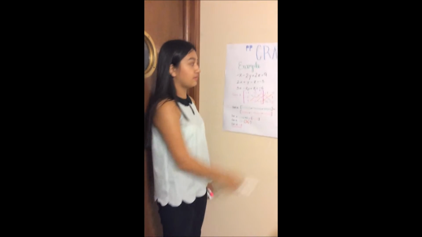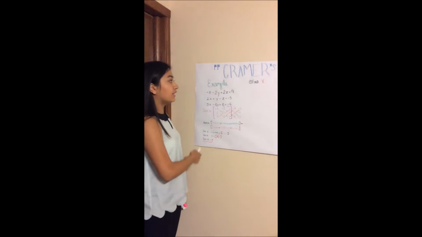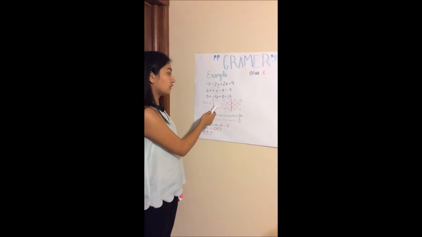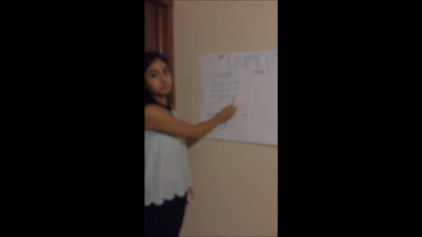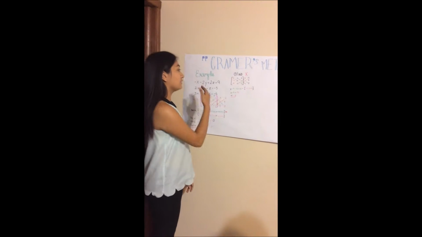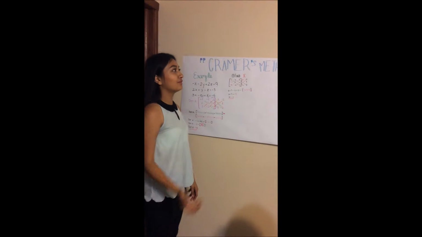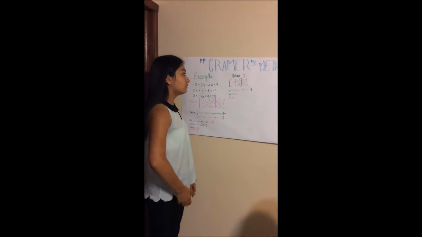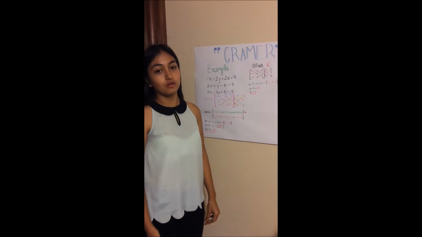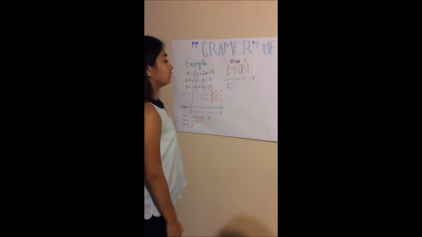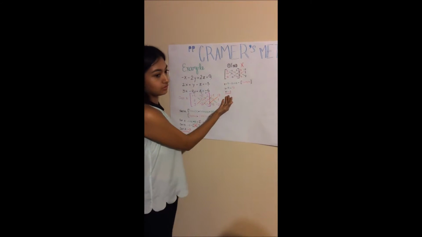The next step is finding x. You will write the matrix again, but instead of writing the column x, you will write the column of the results. Then, as before, you do the addition of the multiplication of the main diagonals subtracted by the addition of the multiplication of the non-main diagonals. As a result, we have x equals minus 3.